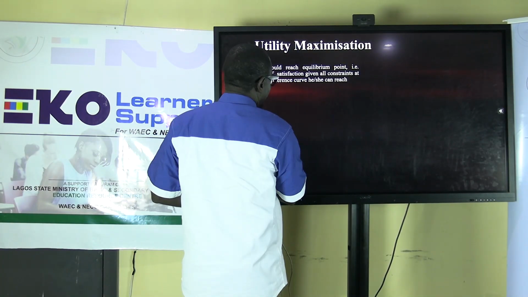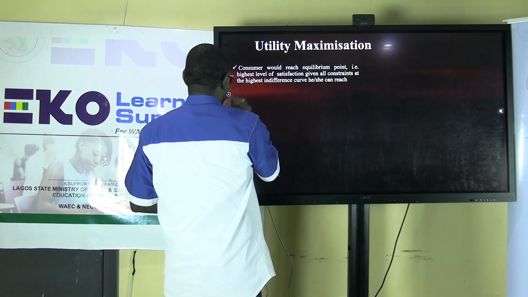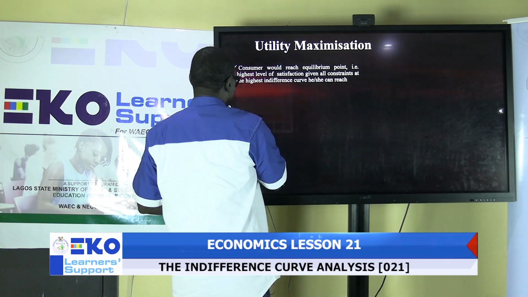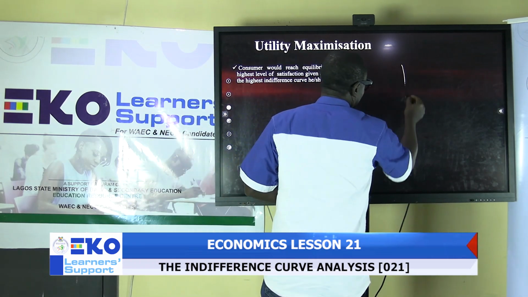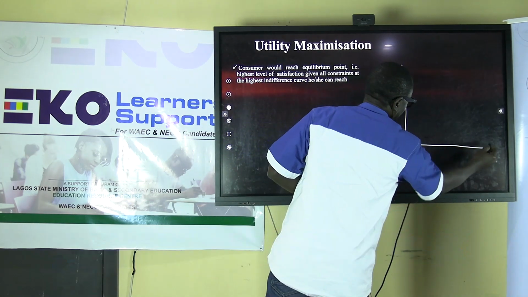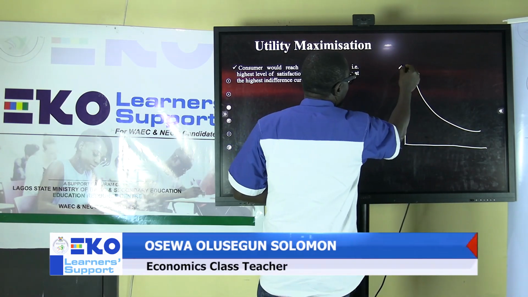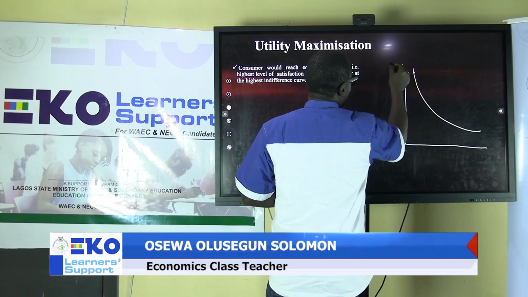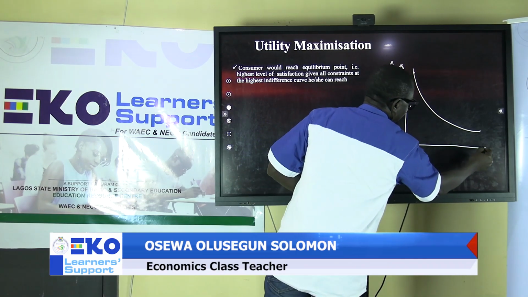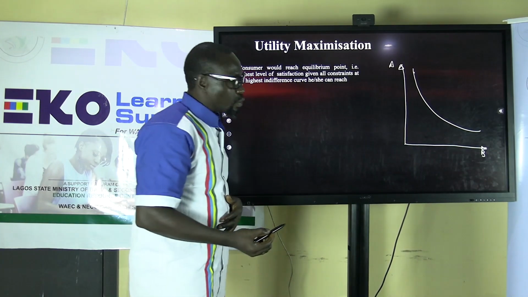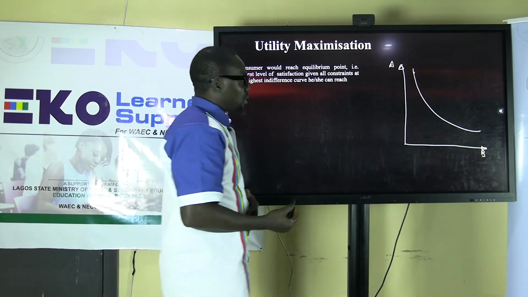So if you have the indifference curve, as we saw earlier, this is what this means. If we have this indifference curve showing combinations of A and B, two commodities, that is to be consumed from which we want to derive satisfaction.